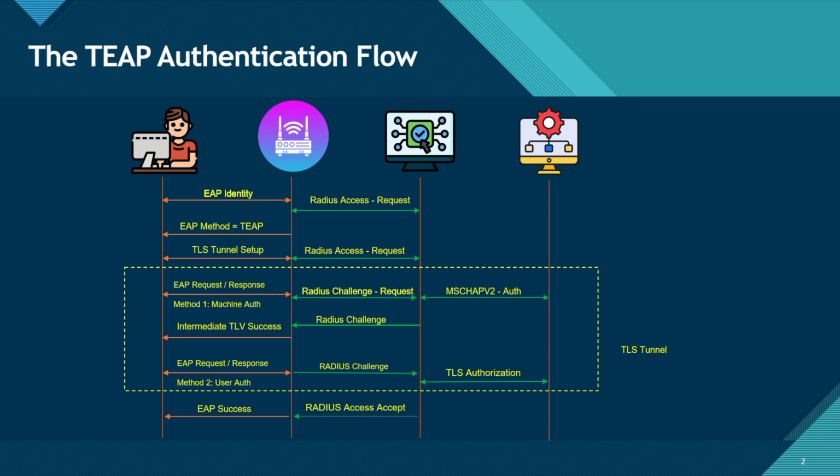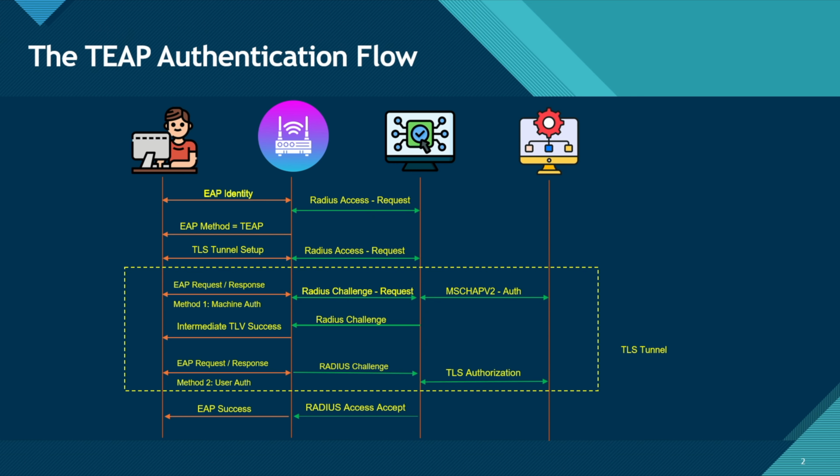In step 4, method 2 happens. Here it validates the user authentication. The client now sends the user certificate inside the same TLS tunnel. ClearPass validates this against Active Directory. In step 5, ClearPass evaluates both method results, applies the enforcement policy, and sends the RADIUS access accept back to the AP. The client receives EAP success and is connected.